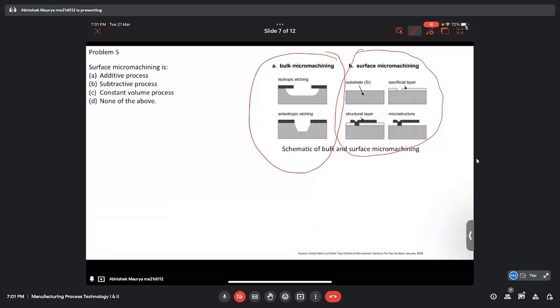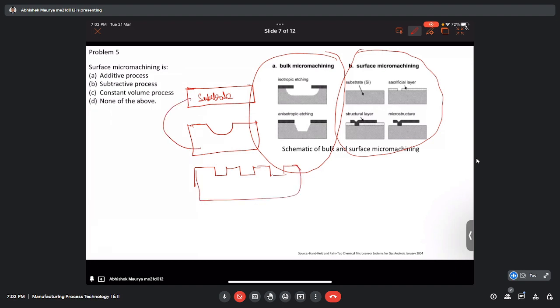Here, if you see, earlier we had a substrate like this, and in bulk micromachining we are trying to remove some material in order to get the final component. We initially have a substrate, and finally we want some shape, it may be this or something like this. So from here to here, what are we doing? We are removing some volume of the material from the substrate, and that is called bulk machining.